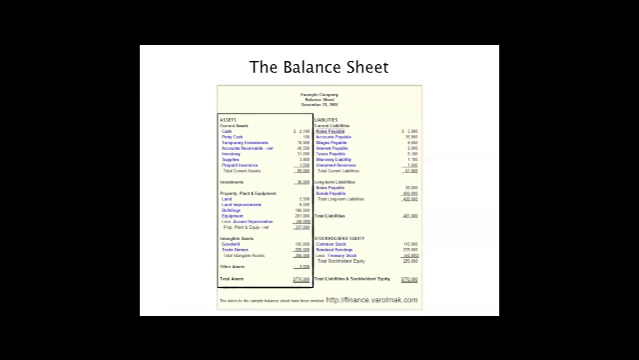This is the balance sheet. The balance sheet shows the current condition of the business in terms of assets and liabilities. The basic format of the balance sheet is set up with two sides: the left side for the assets and the right side for the liabilities and the owner's equity.